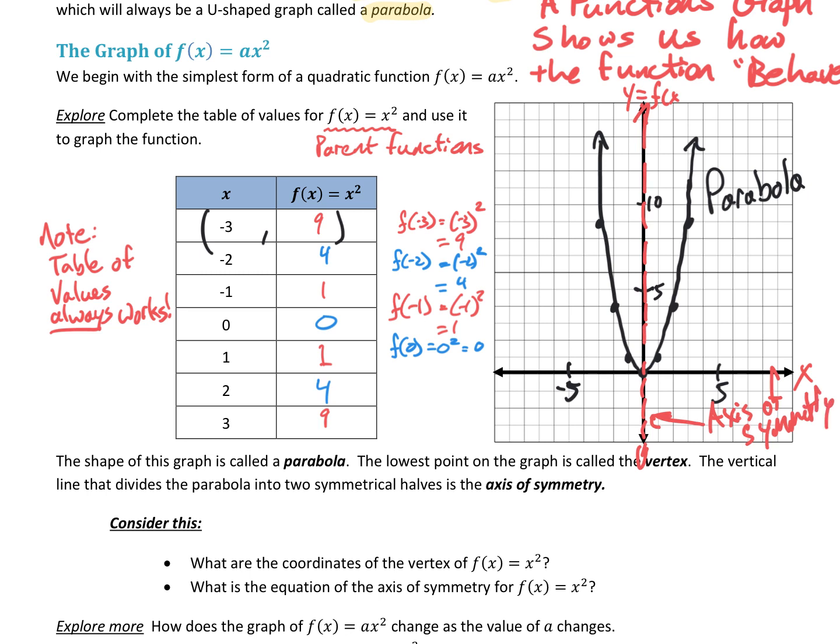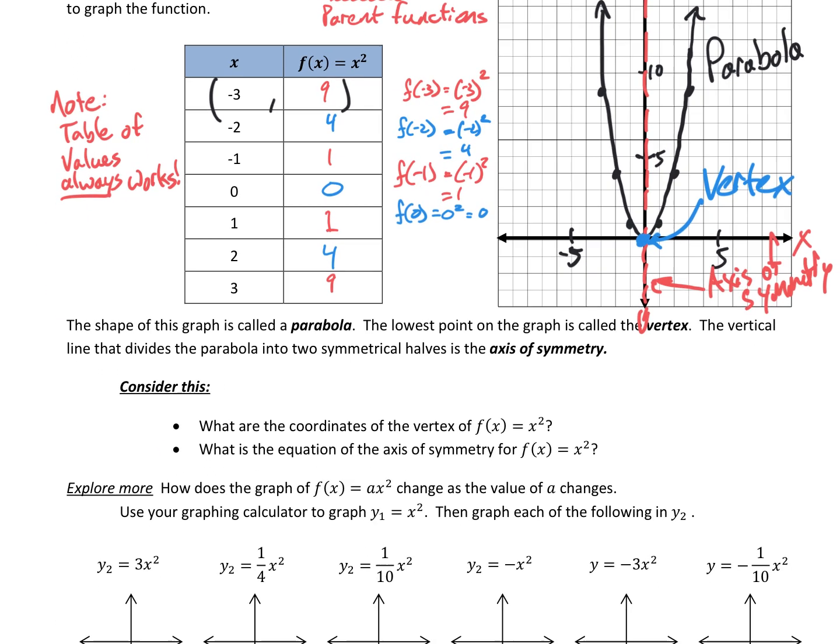Cuts it in half. Now, we also notice that this graph comes down, it has a lowest point, and it turns around. That point where it turns around is called the vertex. And that's the most important point of a parabola, is the vertex. We'll be looking for that. Notice that the vertex lies right on the axis of symmetry. All right. So there's some key features there.